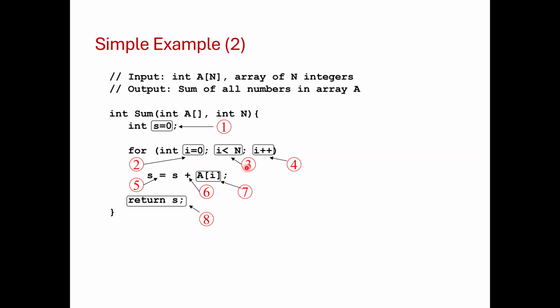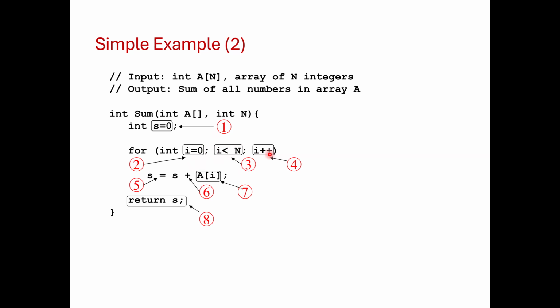Now let's look at operation 3. Operation 3 is the condition of this loop. The condition says that I must be less than what? N. Now this condition is what is going to control this loop. So this condition here will execute n times. So it means that operation 3, being the condition for this loop, will execute n times.